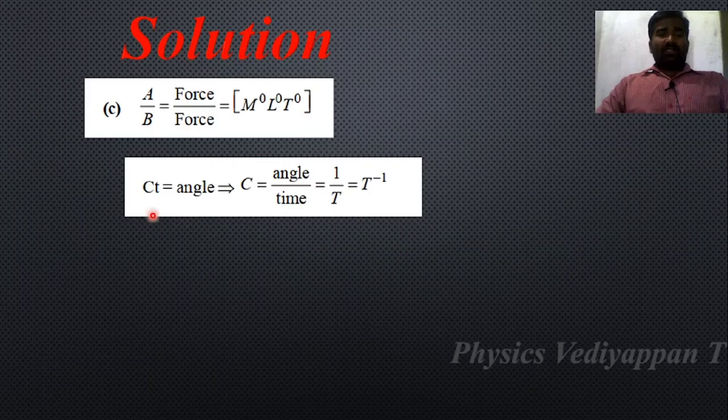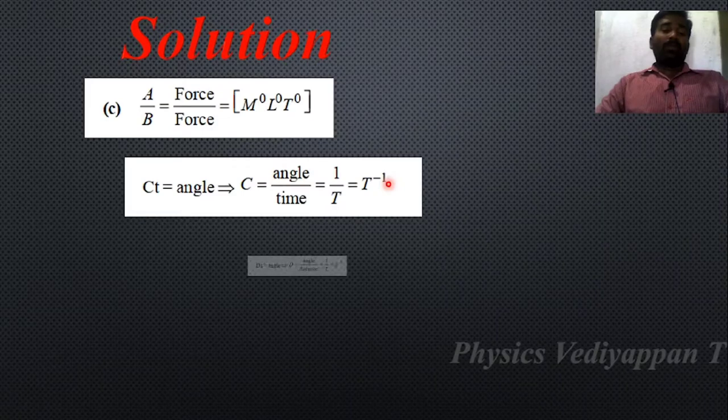After that, in this equation, ct is nothing but an angle. So now we want to find C. C is equal to angle by time, where t is nothing but time. This is equal to 1 by T. Angle does not have a dimension, so simply we write 1 upon time is equal to T. So we write the dimensions like T, and finally we get T power minus 1.